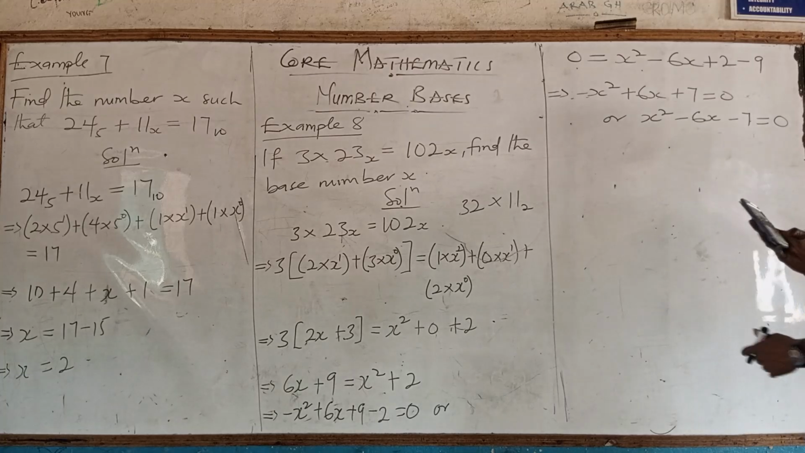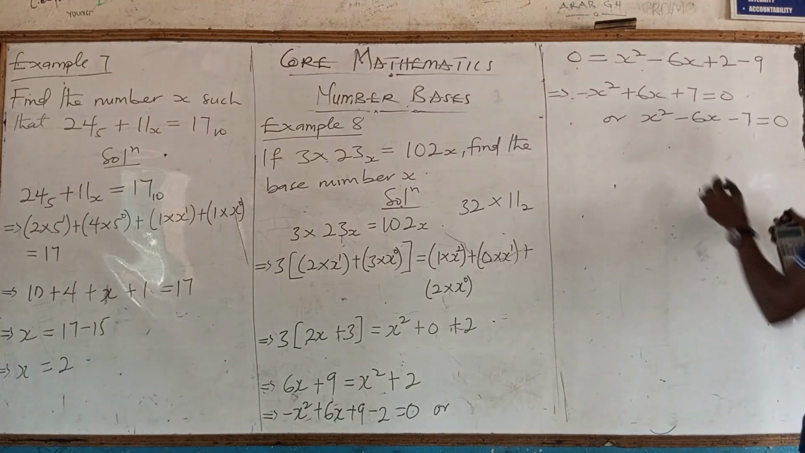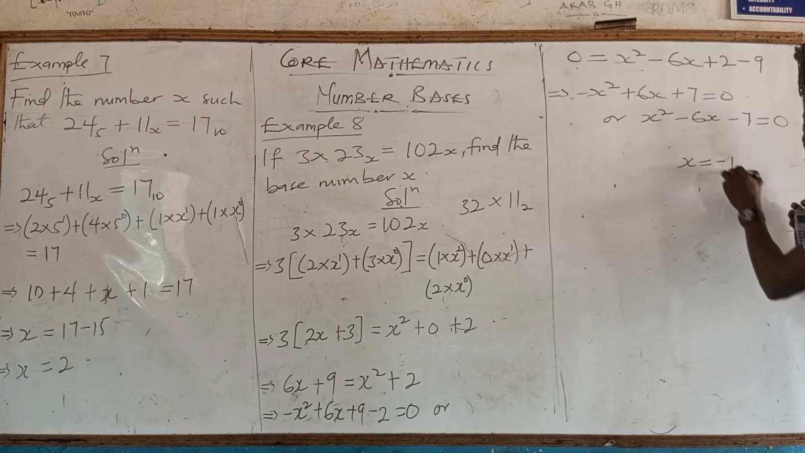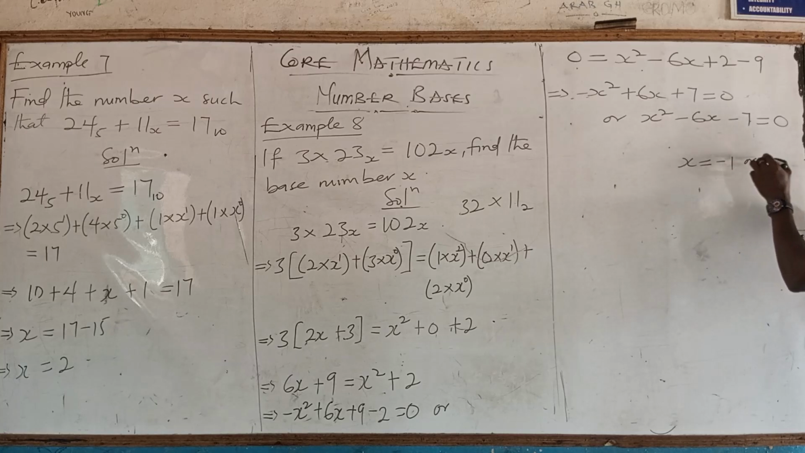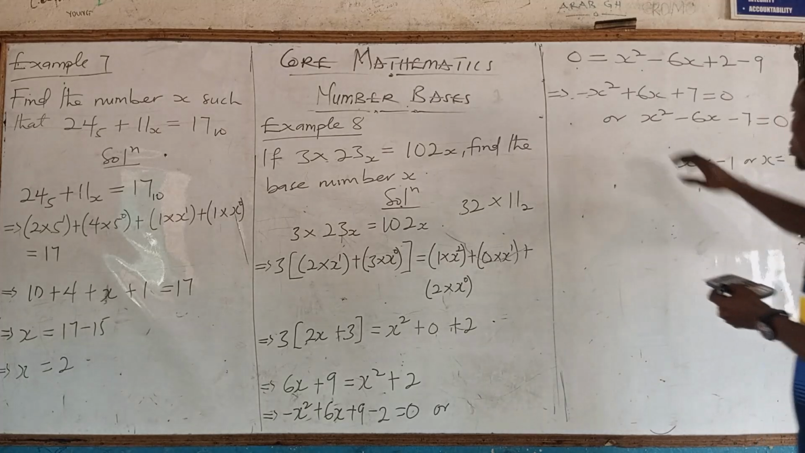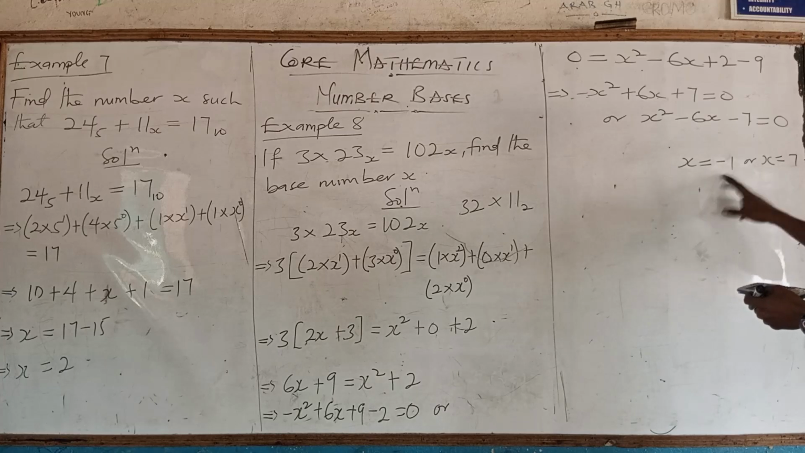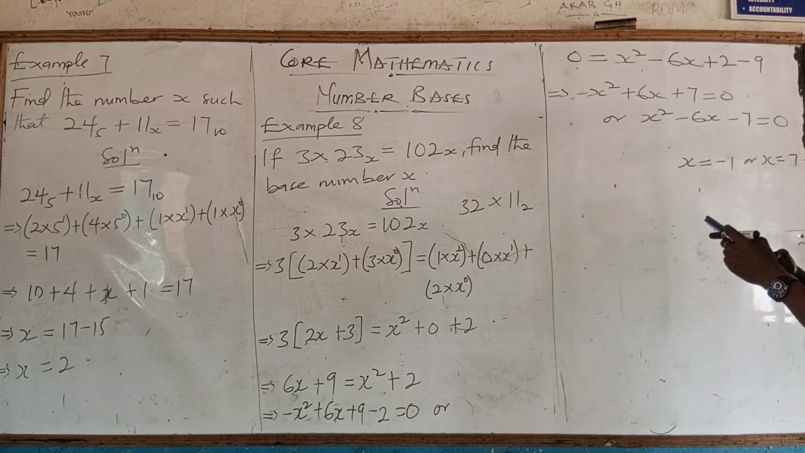And it's now getting me x to be equal to negative 1 or x to be equal to 7. So when we put the first one, it's getting us this one. Let's put the second one too and we see what we are getting.